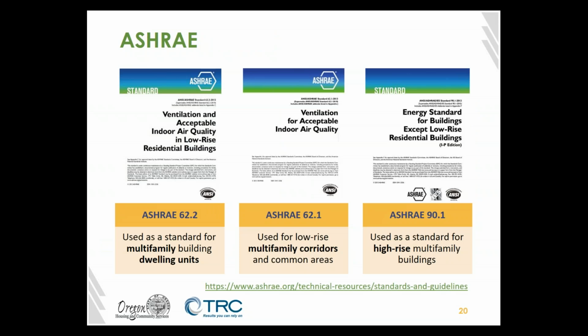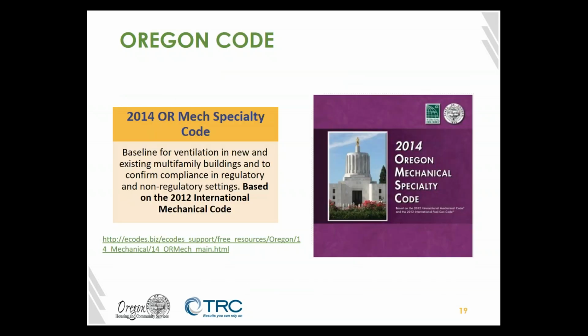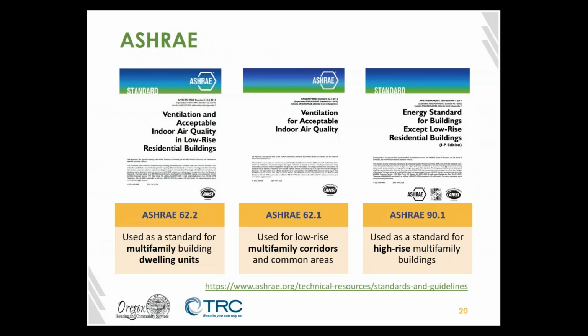And then some other guides coming from ASHRAE. The Oregon Mechanical Code we just talked about pretty much just references ASHRAE. It just says, do what ASHRAE says. There are three standards packages within ASHRAE's world that are about ventilation. ASHRAE 62.2 is the standard for multifamily building dwelling units. 62.1 is for multifamily corridors. And these are typically for low-rise rather than high-rise, the 60s are low-rise.